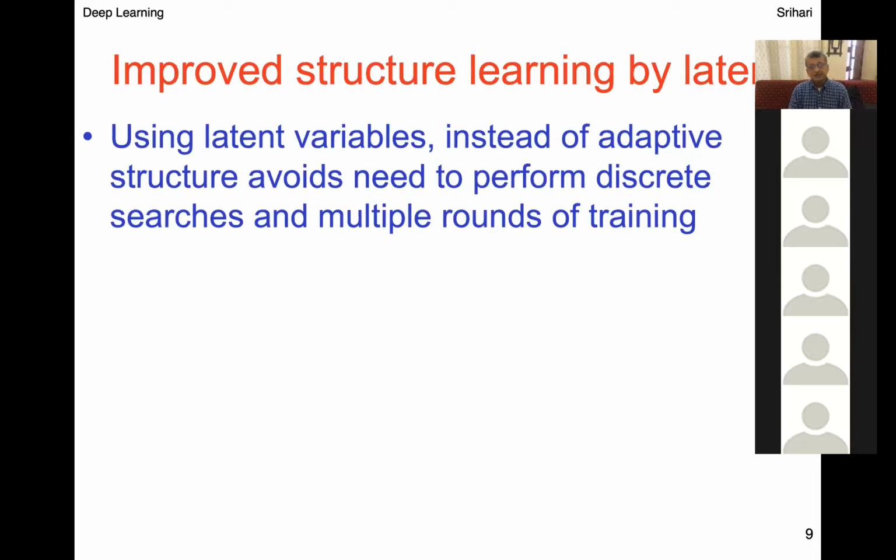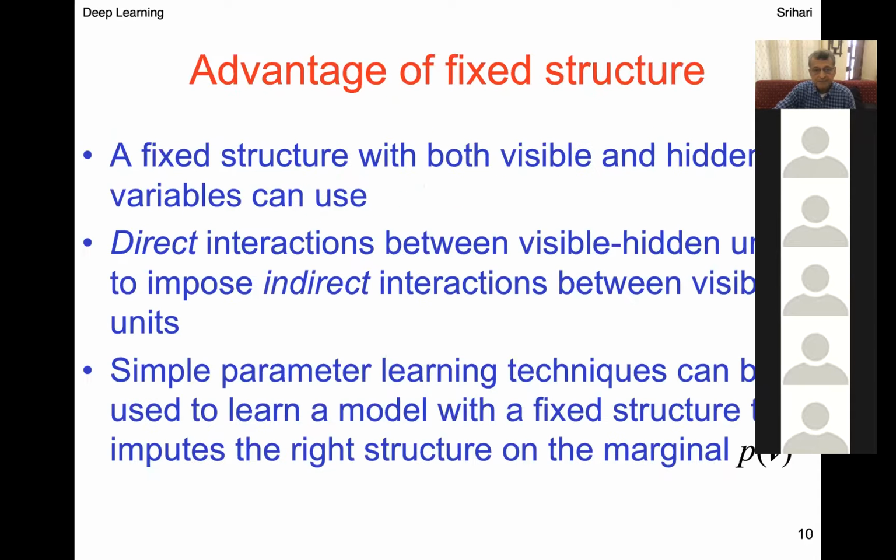By using latent variables instead of adaptive structure, it avoids the need to perform discrete searches in multiple rounds of training. It says with latent variables, we don't have this greedy search and so on. We are completely bypassing all of this.